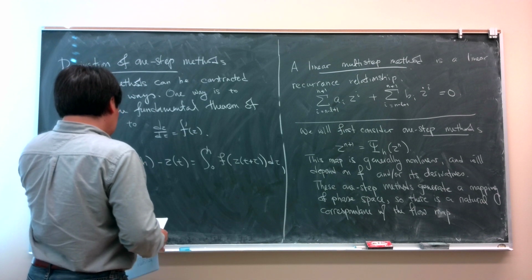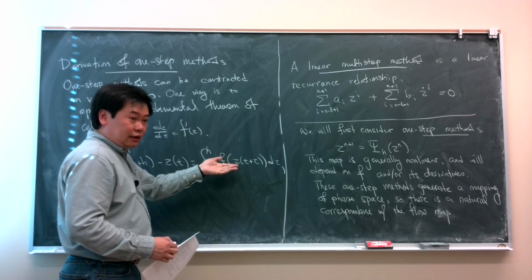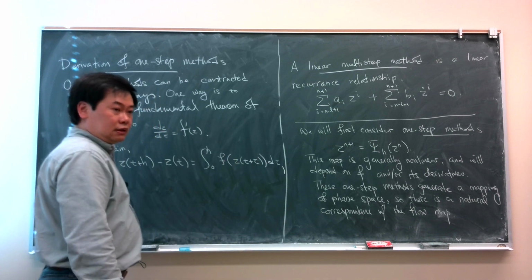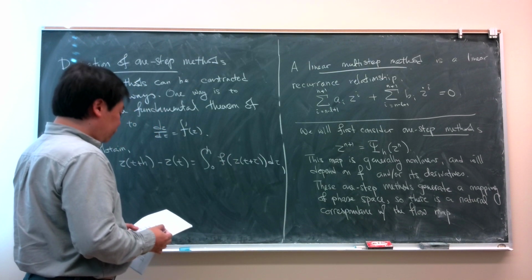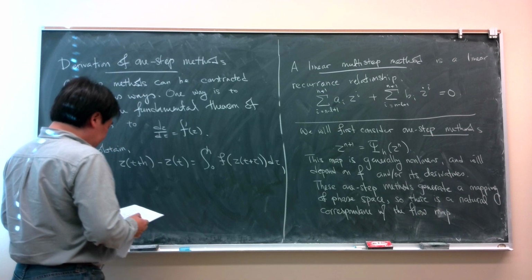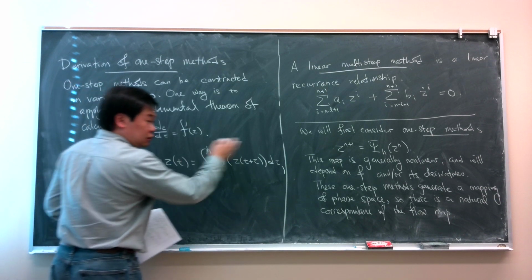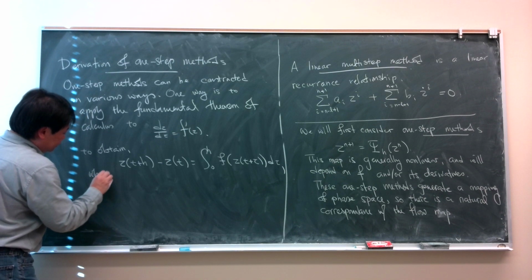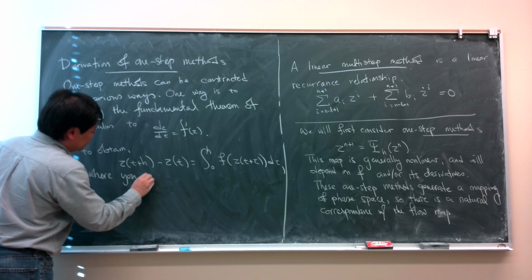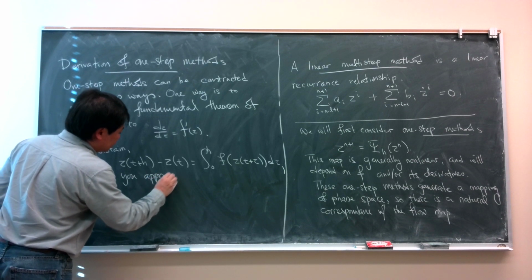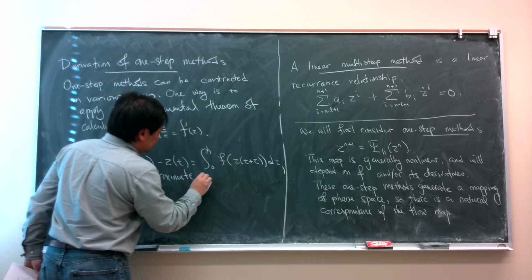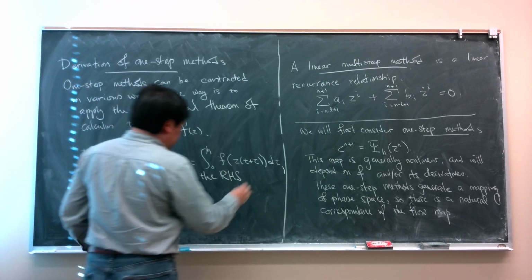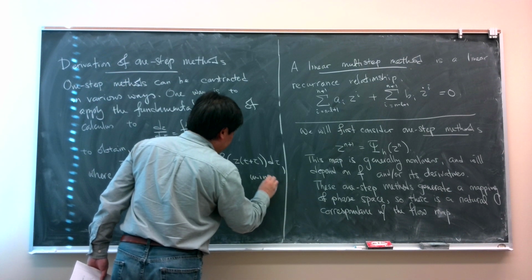Of course you can't really compute this directly because the right-hand side requires you to know the solution of the differential equation to begin with. So what you do, of course, is that you try to approximate this, where you approximate the right-hand side using what is called numerical quadrature.